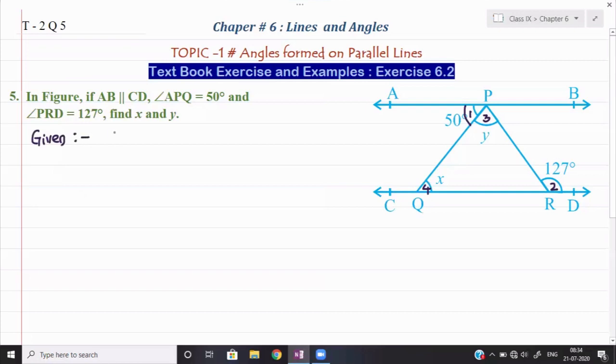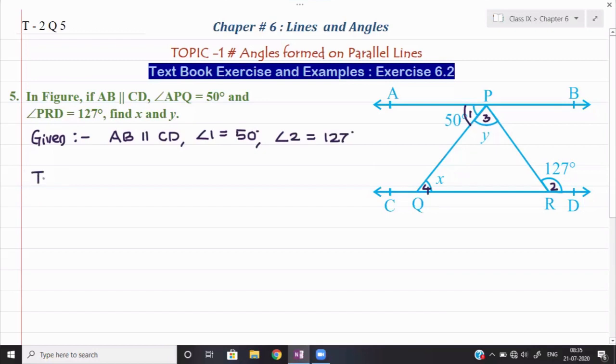Okay, so first I will write down here AB is parallel to CD. That is one thing. Second thing, 50 degree. That is my angle number 1. So angle 1 is equal to 50 degree. And angle number 2 will be equal to 127 degree. Okay, that is my angle number 2.